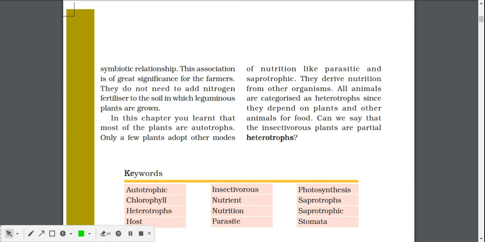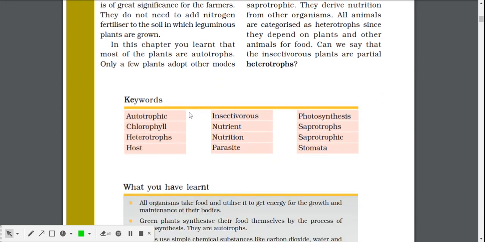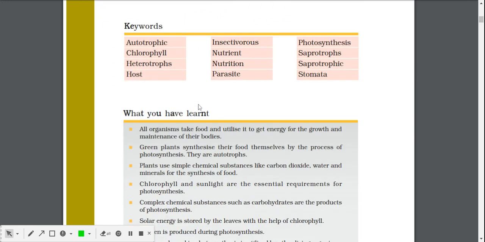In this chapter, you have learned that most of the plants are autotrophs and only a few plants adopt other modes of nutrition like parasitic and saprophytic. They derive nutrition from other organisms. All animals are categorized as heterotrophs since they depend on plants and other animals for food. Can we say that insectivorous plants are partially heterotrophs? Yes, we can. So, we are over with the chapter now.